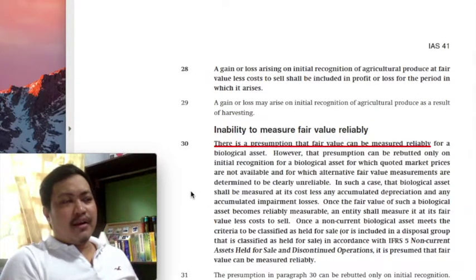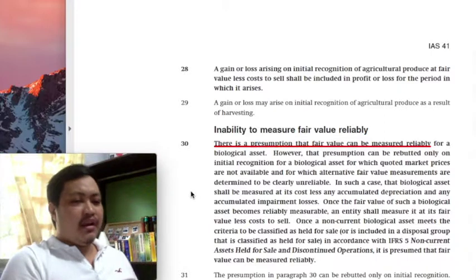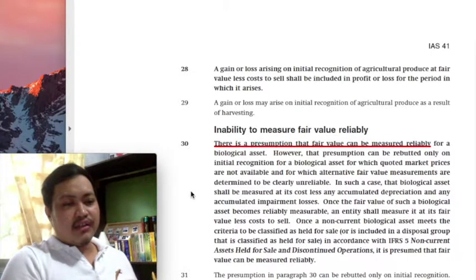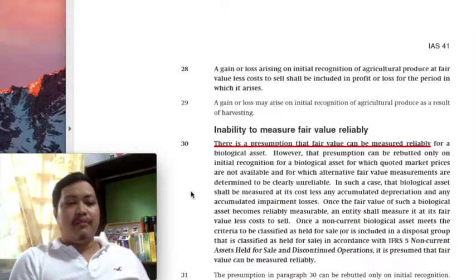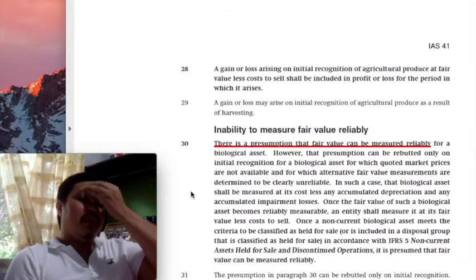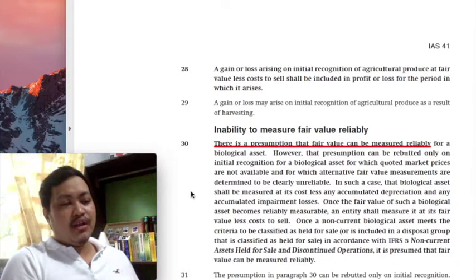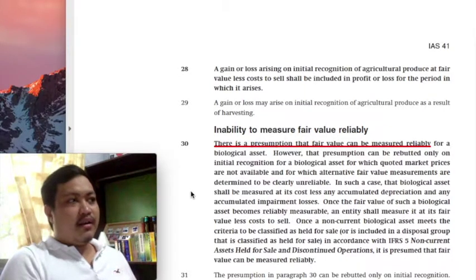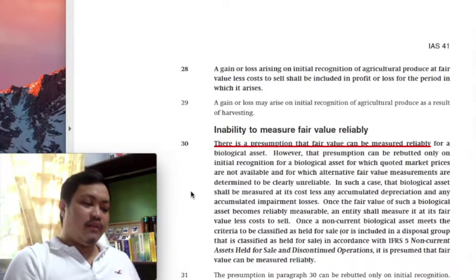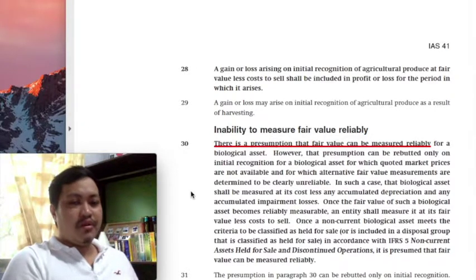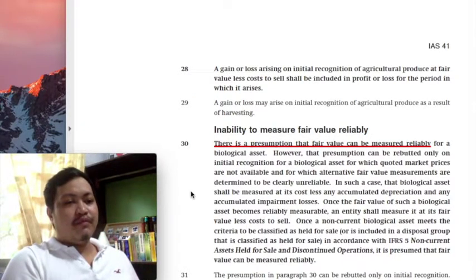So to sum up, class, make sure to be familiar with the terminologies, class: agricultural activity, biological transformation, harvest, bearer plants. And do not forget the measurement rule, fair value less cost to sell, both for initial and subsequent measurement. Classification or presentation, it is a non-current asset. Where will the gains or losses from the fluctuations in the fair value be reported? It will be reported in your statement of profit or loss.